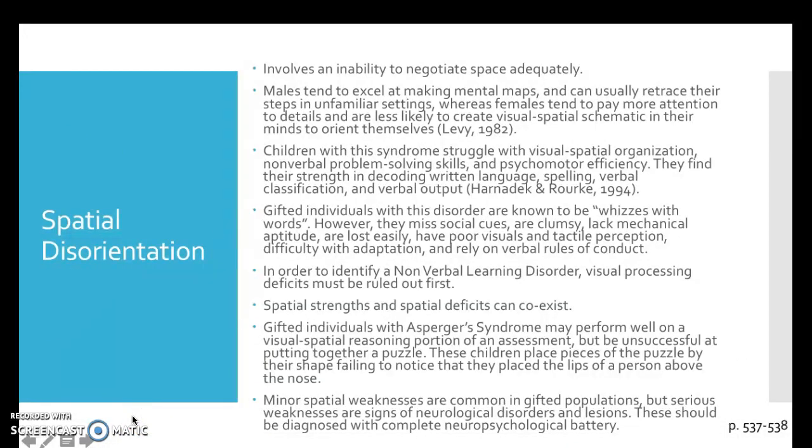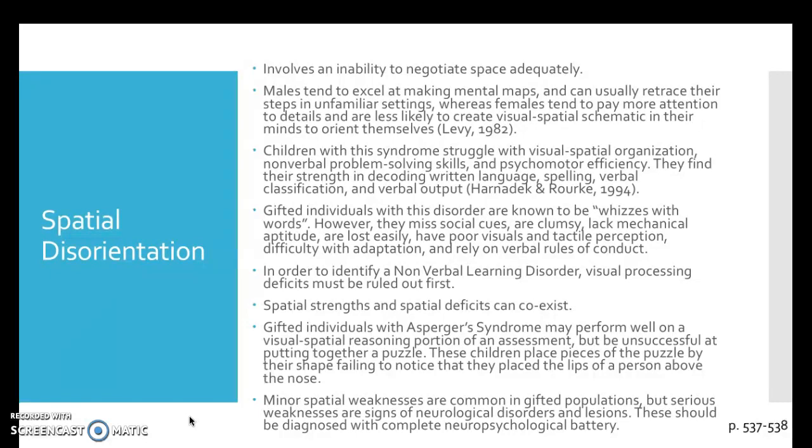Spatial disorientation. This involves an inability to negotiate space adequately. Males tend to excel at making mental maps and can usually retrace their steps in unfamiliar settings, whereas females tend to pay more attention to details and are less likely to create visual spatial schematics in their minds to orient themselves. Children with this syndrome struggle with visual spatial organization, nonverbal problem-solving skills, and psychomotor efficiency. They find their strength in decoding written language, spelling, verbal classification, and verbal output.